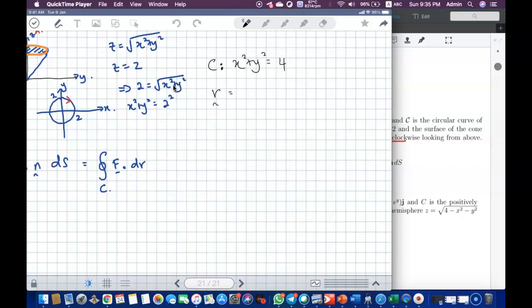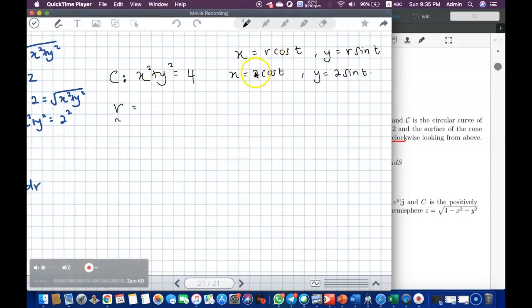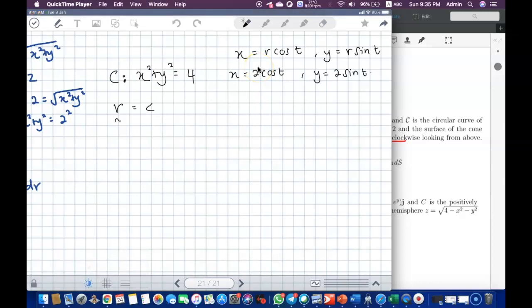We know that for this one, the parametric equation is x equal to r cos t, I'm using t, and then y equal to r sin t. So r is 2, right? 2 cos t, and then y is 2 sin t. How do I know? We have a circle with r equal to 2.